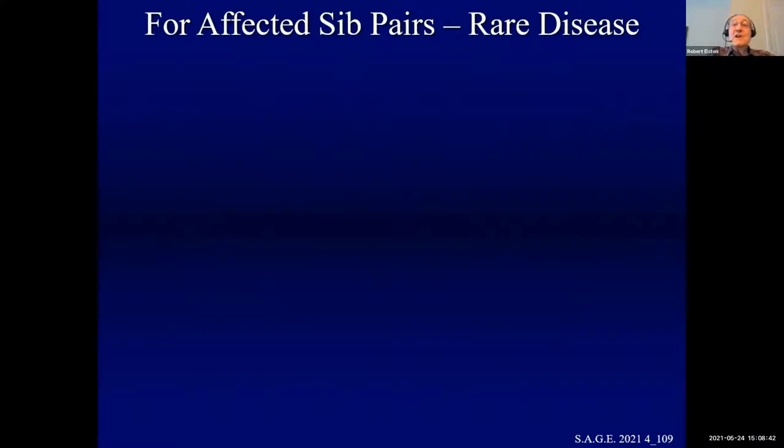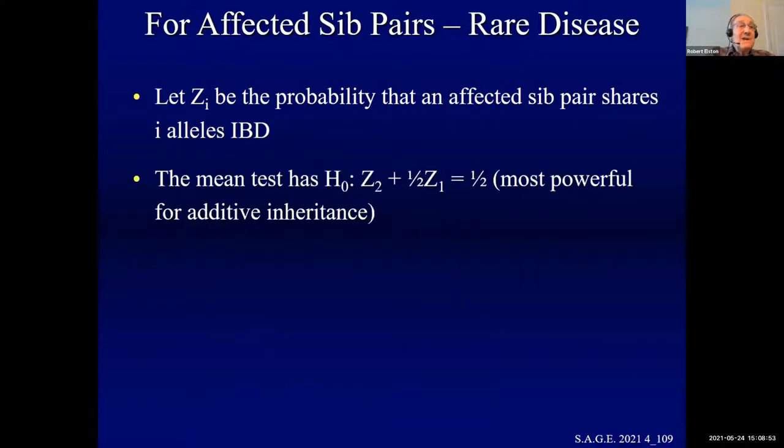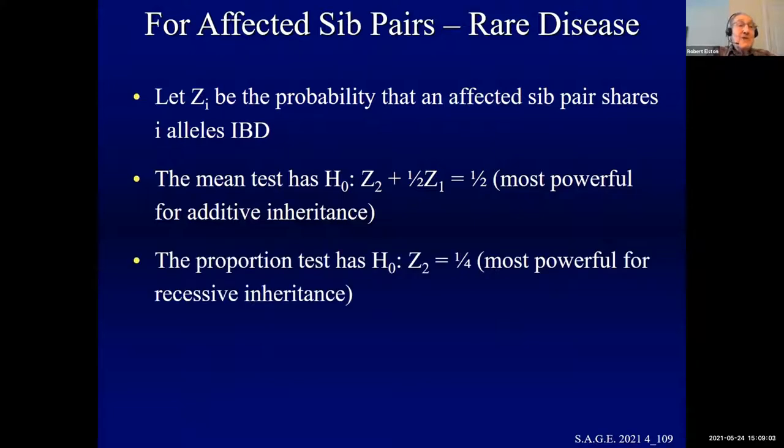Supposing we're looking at affected sib pairs, a rare disease, let Zi be the probability that an affected sib pair shares i alleles identical by descent. The mean test has as null hypothesis Z2 plus a half Z1 equals half. That's the most powerful for additive inheritance. The proportion test says Z2 equals a quarter. That's testing the null hypothesis that is most powerful for recessive inheritance.